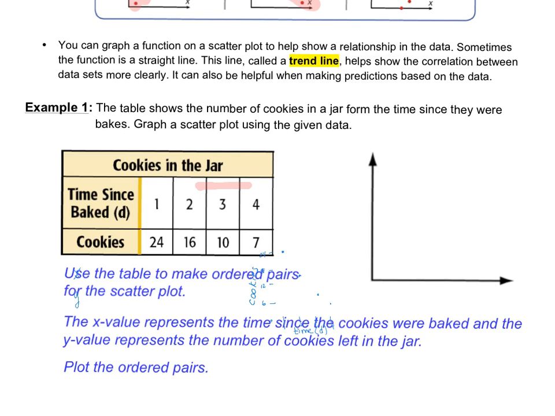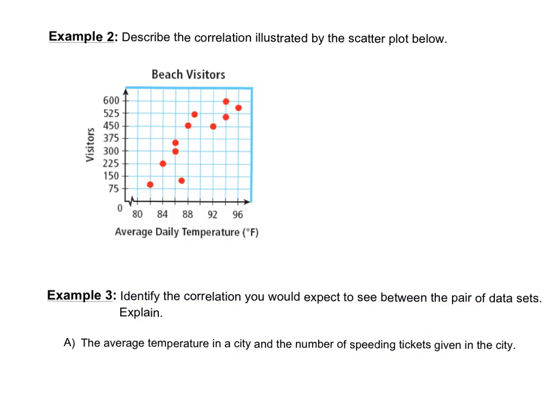And what's happening here is we have a negative correlation. You can kind of see the trend line. If I make a straight line hitting most of these points, we see that it's a negative correlation. And we could predict what might happen by day 5. You might be at like 1 or 0 cookies using that trend line. We can predict.